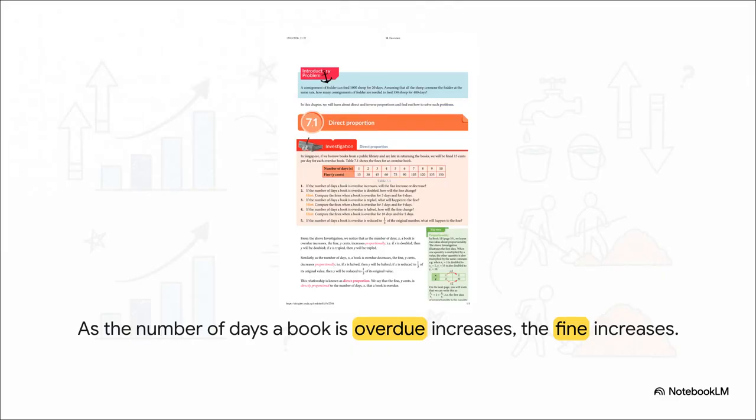This example with library fines makes the idea crystal clear. Look at this. 1 day overdue, you owe 15 cents. 2 days, it's 30 cents. 10 days, it's 150 cents. See the pattern? As the number of days goes up, the fine goes up right alongside it. And that constant ratio we just talked about, it's always 15. The fine divided by the number of days, always 15.